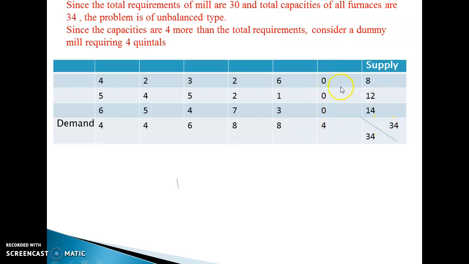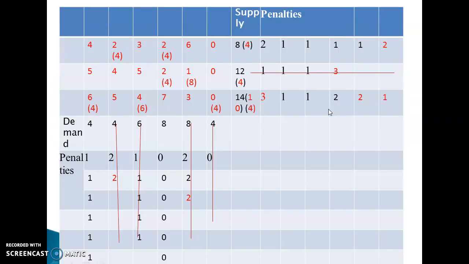And when you are writing the dummy row or column, you need to see that the unit cost in that particular row or column should be 0. Since here I have added one dummy column, the unit cost in each cell of that dummy column will be 0. Now this is only to get the basic feasible solution. When you are getting the basic feasible solution, first it should be balanced. Next we will go for the basic feasible solution.